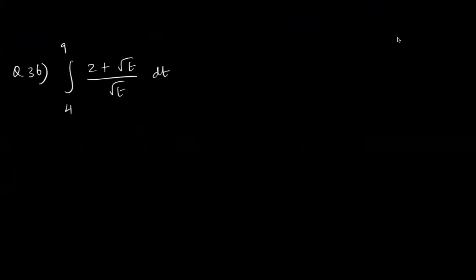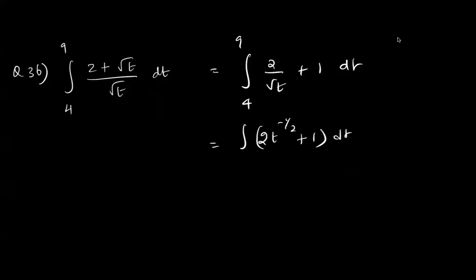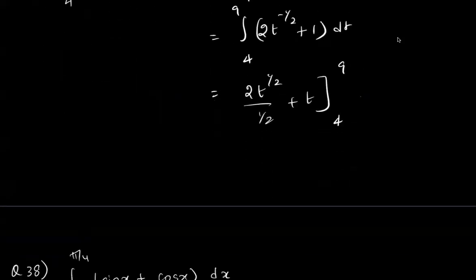Okay, this one I'm going to split up like so. 2 over root t plus 1 dt. And then this can be written as 2t to the power of negative half plus 1. Then I take the integral. I will have 2 times t to the power of 1 half over half plus t between the limits 4 and 9. Okay, so this can be written as 4 times t to the power of 1 half plus t, right? Then I evaluate the limit.